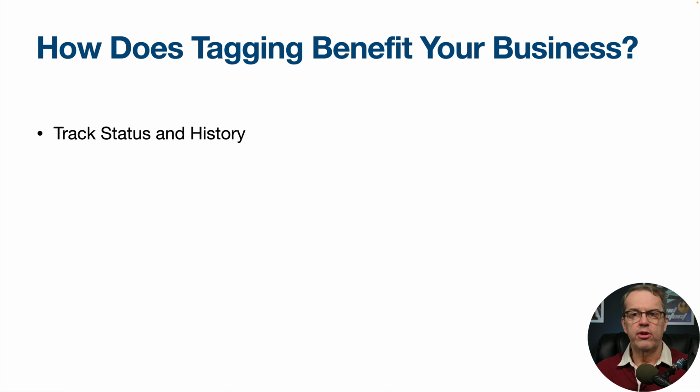All right, so how does it benefit you? Well, like I said, you can track status and history. And in a future video, we're going to go over email marketing automations, and I'll show you how I put all that together. You can increase engagement because if you can tag somebody, that can kick off an automation. You might send another email sequence. You might do something to get their interest or find out that they don't want to be notified about something.